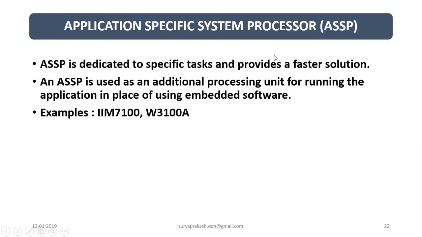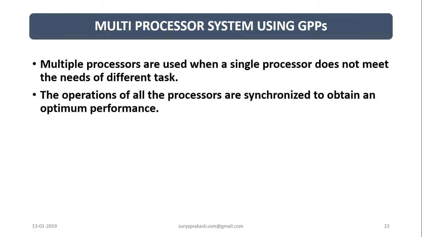Next one is application specific system processors. The application specific system processor, the ASSP, is dedicated to specific tasks and provides faster solutions. The ASSP is used as an additional processing unit and for running the application in place of using embedded software. The examples are IIM7100, W31100A.